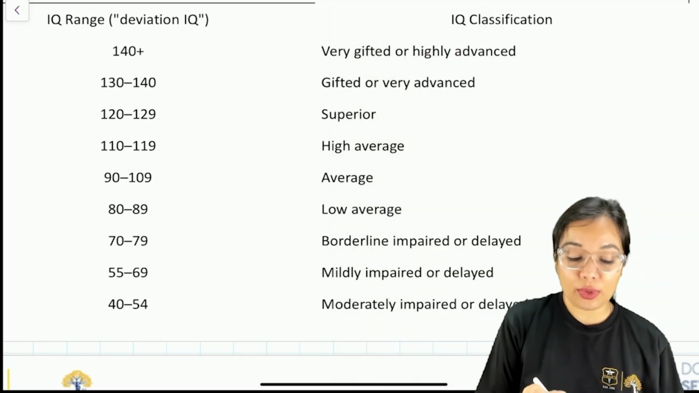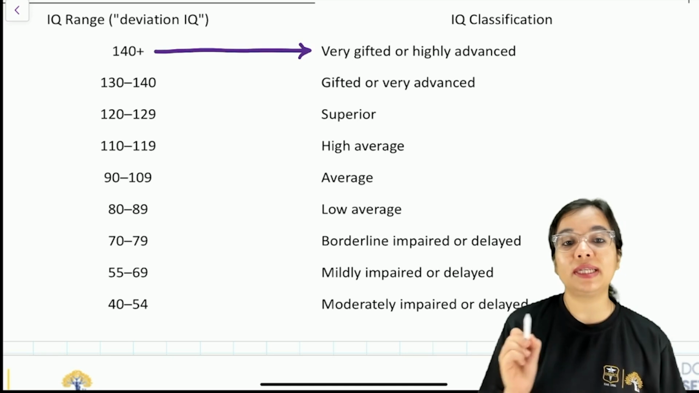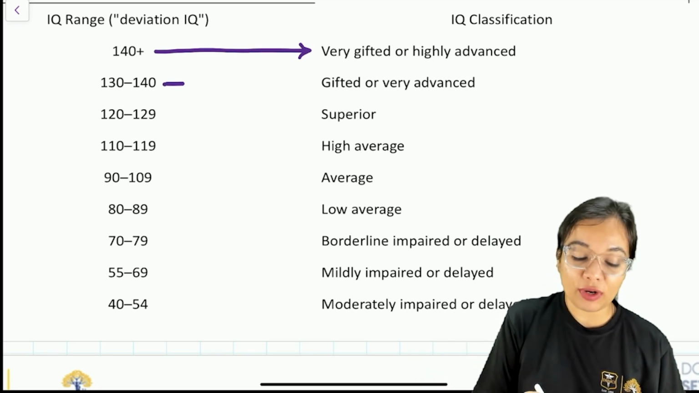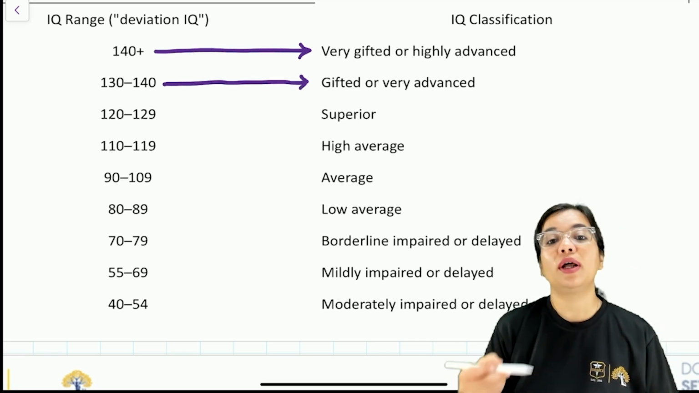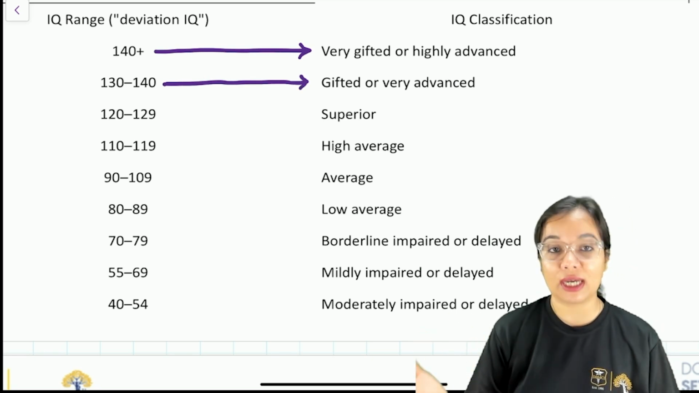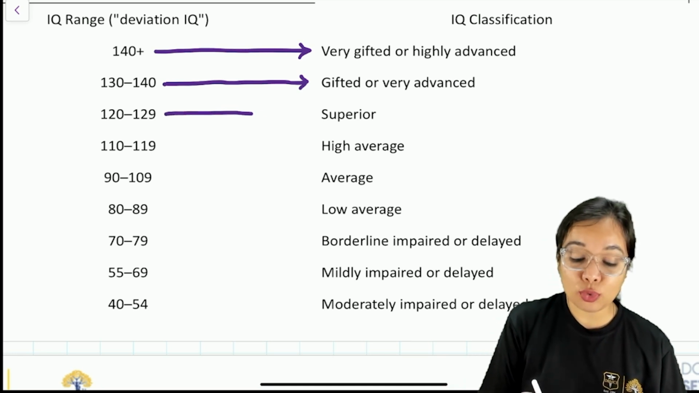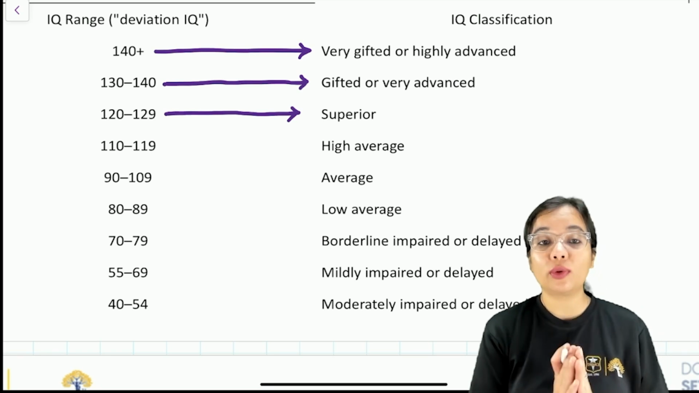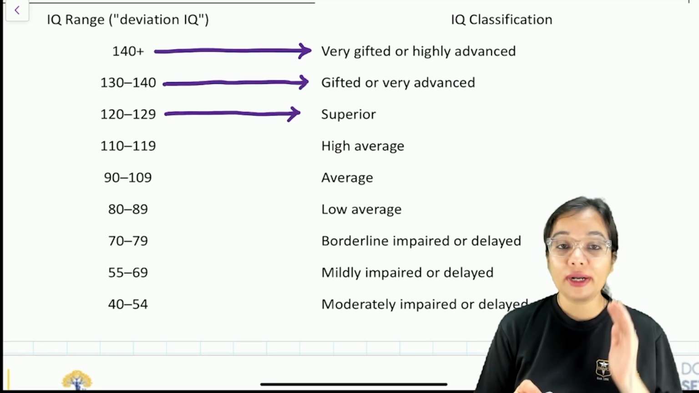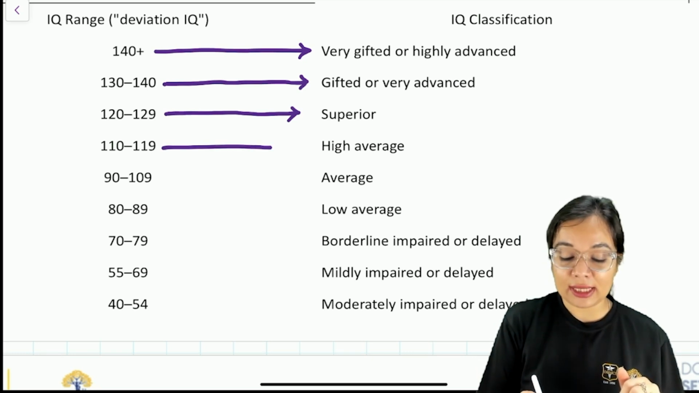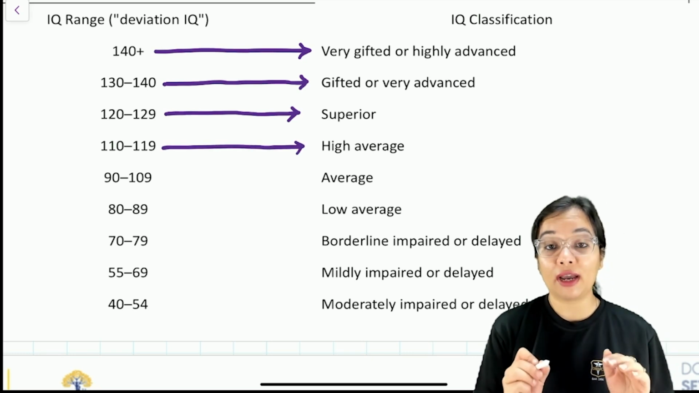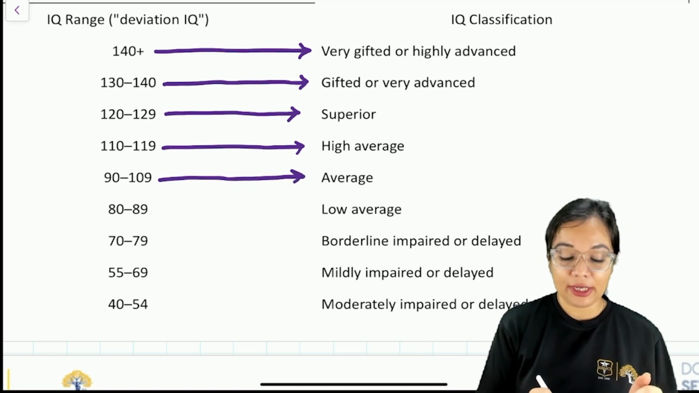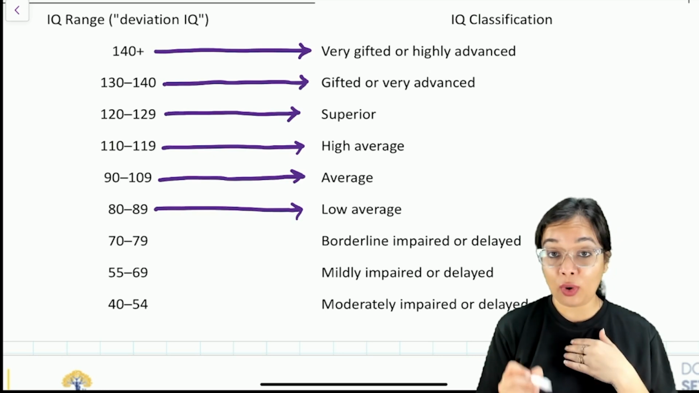So if the IQ is 140 plus, then the child is considered to be very gifted or highly advanced IQ. 130 to 140 is a child who is gifted or somebody who has an advanced IQ. Then we have children who are superior, with 120 to 129 as their IQ. 110 to 119 are considered high average IQ children. 90 to 109 are the average ones. 80 to 89 are low average IQ children.